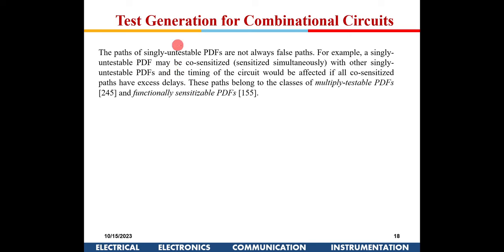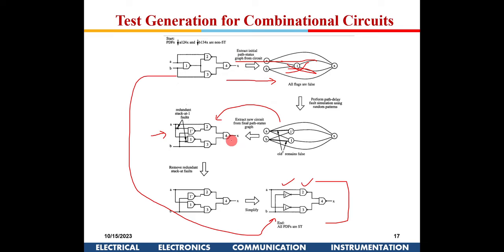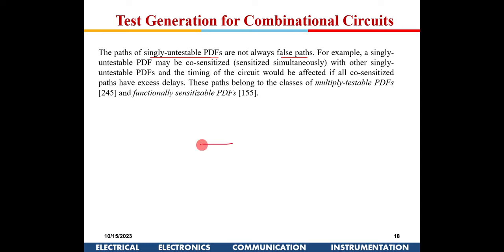So here it says, another point: if there is a single untestable path, that is not necessarily a false path. Many times, if you find this particular path is not testable, there could be another path which is also untestable. But in the overall scheme, if you consider multiple stuck-at faults, that path and this path simultaneously, there could be a test vector which can test those faults. Obviously that will be a non-robust test. So many times single untestable faults need not be a false path.